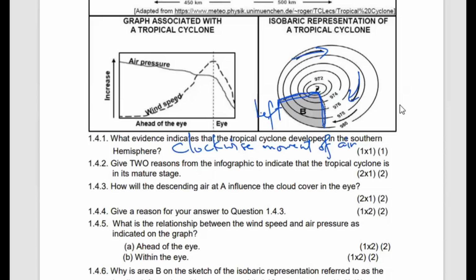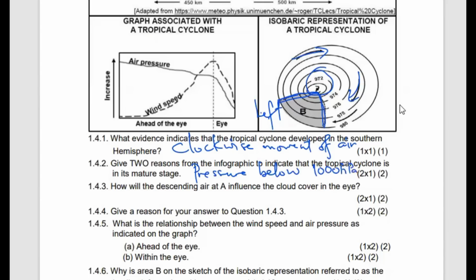Give two reasons from the infographic to indicate that the tropical cyclone is in its mature stage. What evidence can we figure out to suggest that it has matured? Right. Pressure at the center here. If it has reached maturity, pressure drops to below 1,000 at the center of the system. The pressure at the center of the system will be below 1,000 hectopascals.